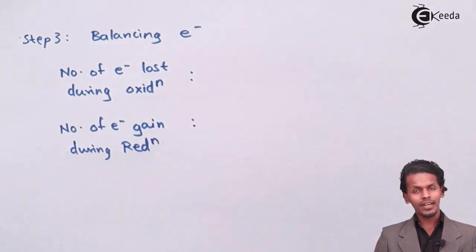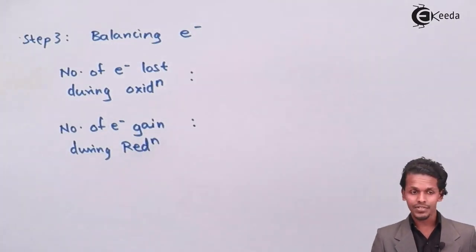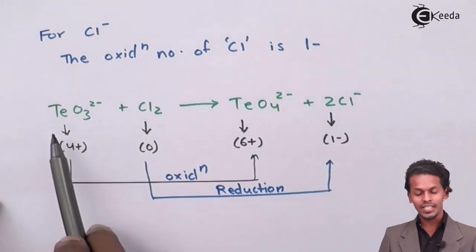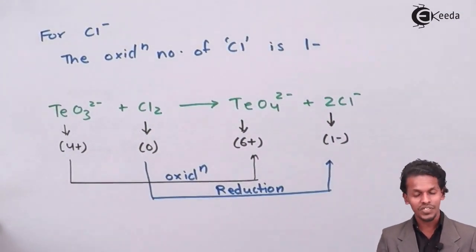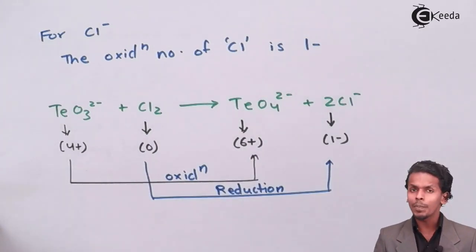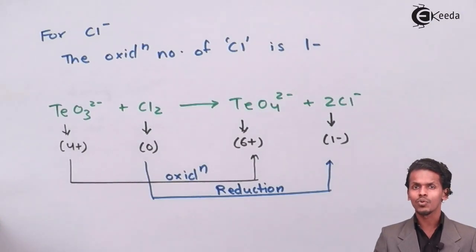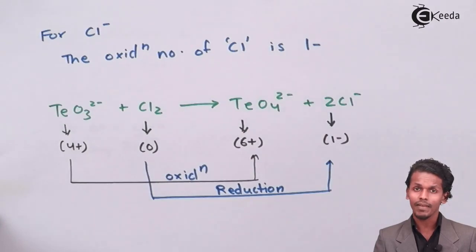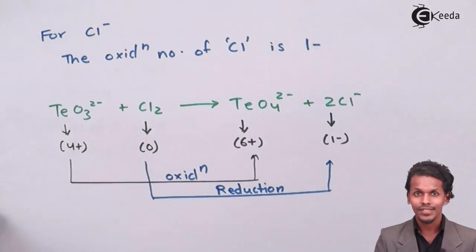So if we compare with the earlier step where we determined the oxidation number, we get that the oxidation number of tellurium is changing, in case of oxidation, from plus 4 to plus 6. So from plus 4 to plus 6 it has been converting, so the number of electrons that could be lost in this case would be, yes, 2.